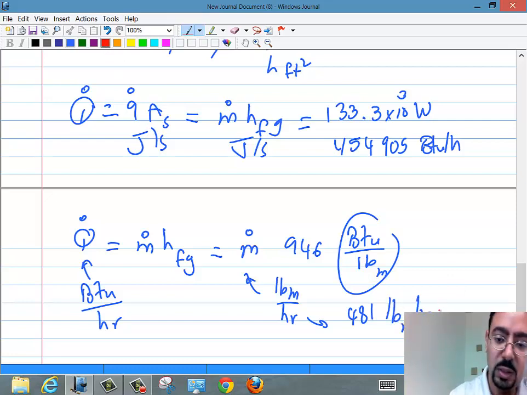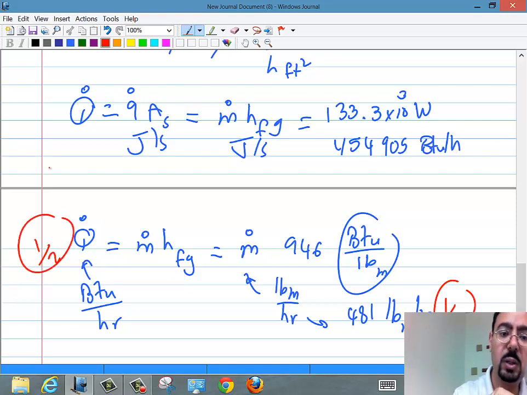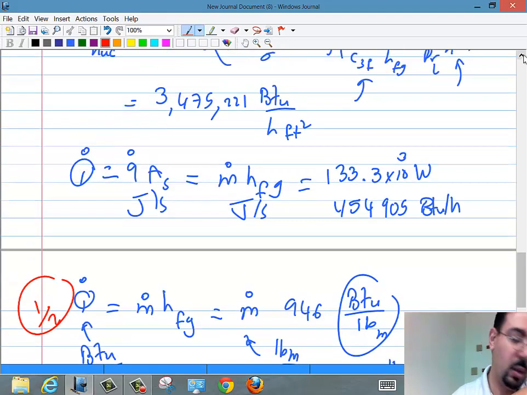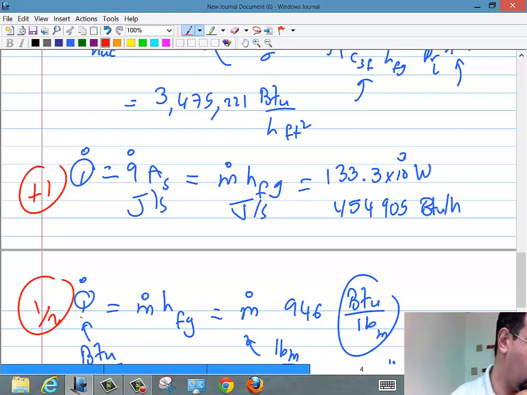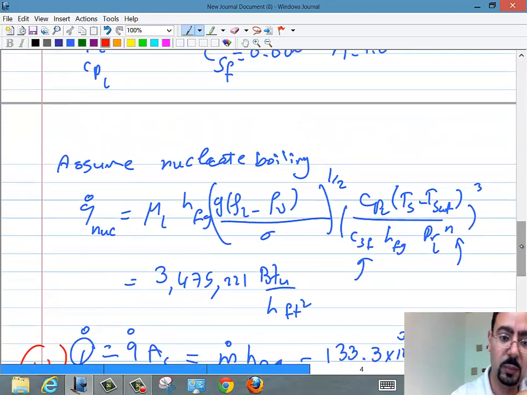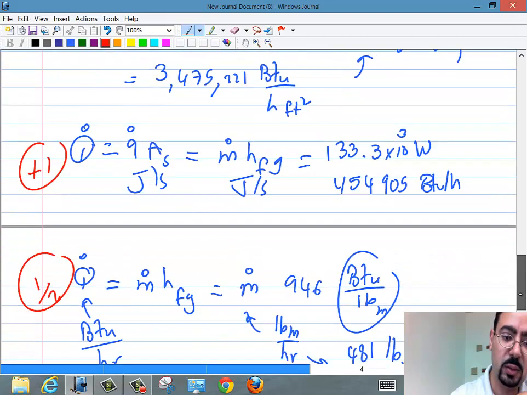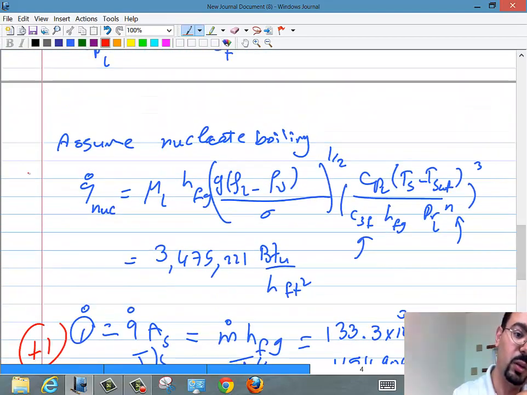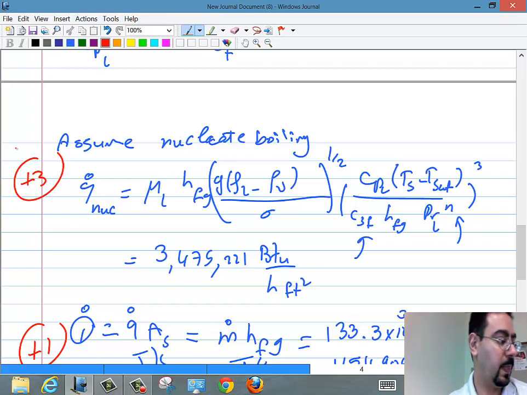And so this number was worth half a point, and this formula was worth half a point. And this was worth 1 point. And this was worth the rest. So questions?